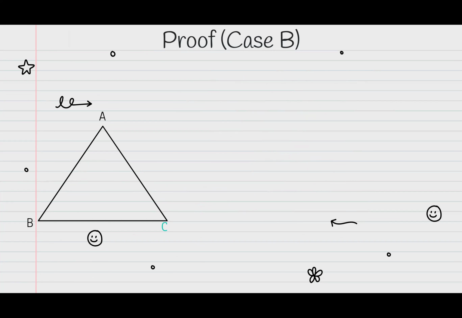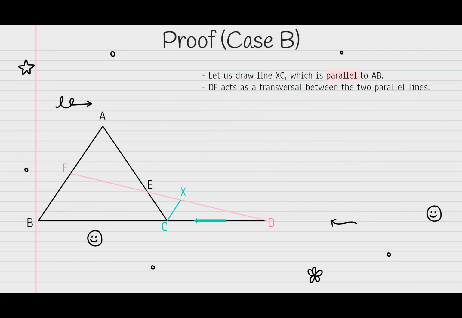So we once again have our triangle ABC with the extension of CD and the transversal of DF with the intersection point E through AC. And then we can say that the extension of CD is moving in a negative direction. So we can once again say that we can draw a line XC, which is parallel to AB. DF acts as the transversal between the two lines.